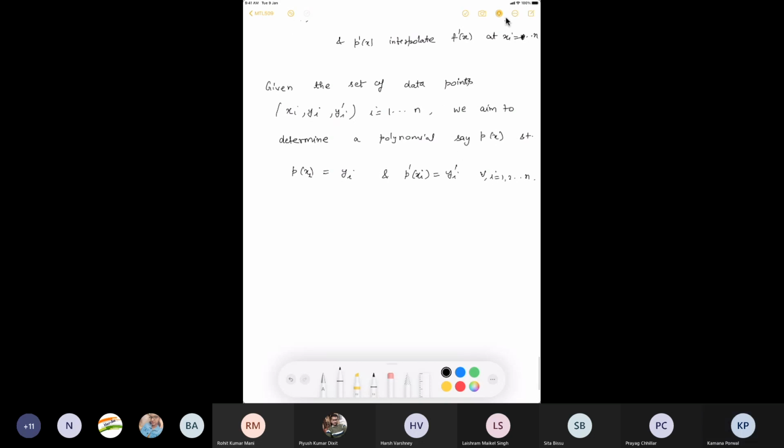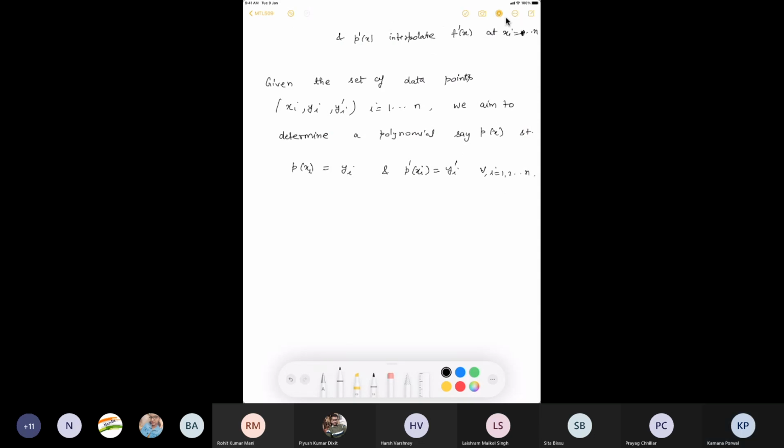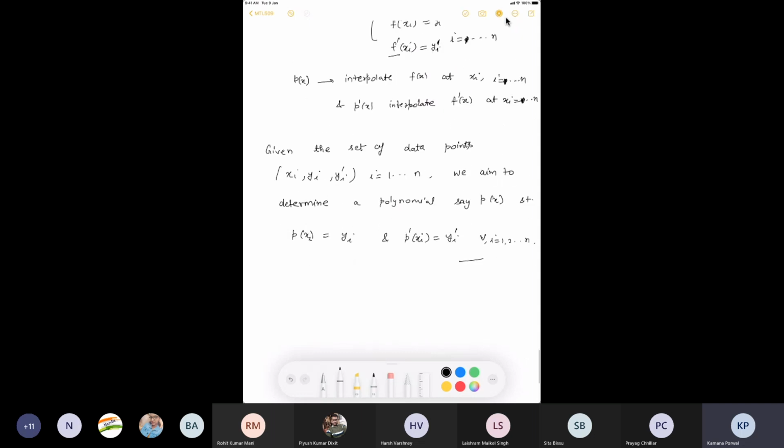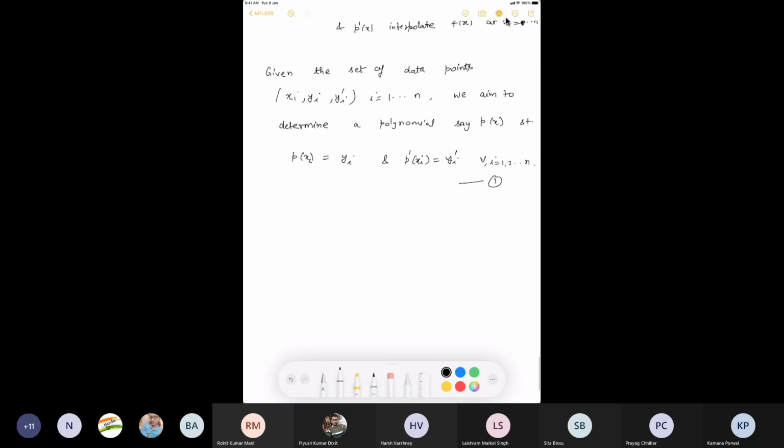First of all, let's try to realize the degree of this polynomial, like we did in the case of the Lagrange interpolation. What is the degree of the polynomial which we expect that we will be able to determine uniquely? So how many conditions do we have here? Let me call this equation number 1 again, because I'm starting a new section, Hermite interpolation. So how many conditions do we have in equation number 1? 2n.